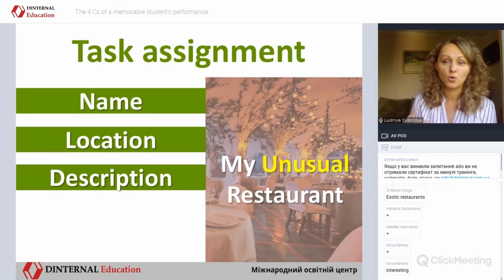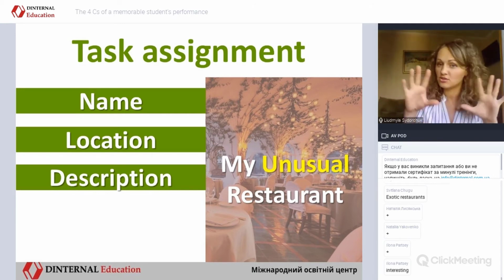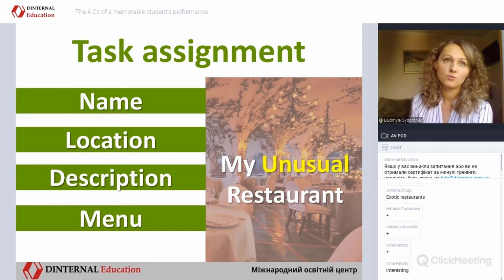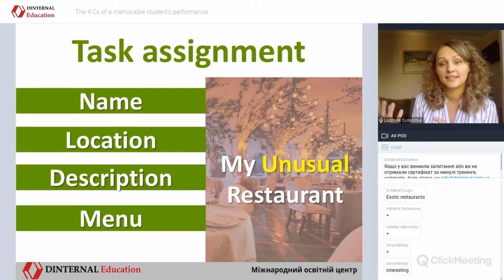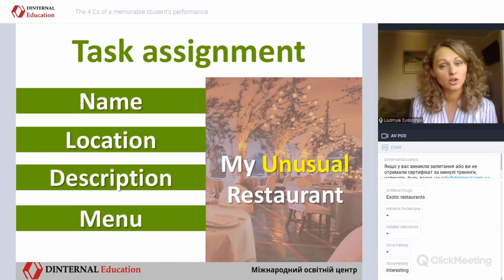Then probably one of the most important things is a description. The students need to discuss and do research on why their restaurant is considered to be unusual. What are the special features which distinguish this restaurant among the others? And the fourth important thing, of course, is to think about the menu. They can also do research and probably connect the menu with the description. Maybe it will explain why this restaurant is unusual, because it has dishes like this and so on.